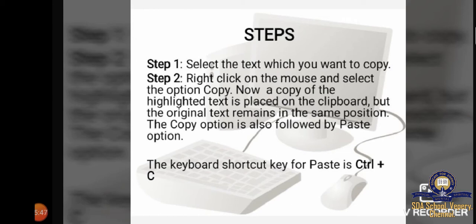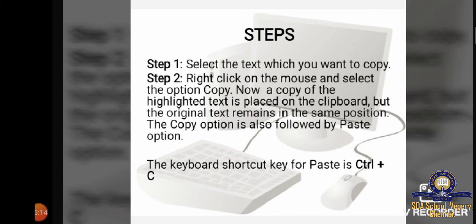Then we studied the copy option. Select the text which you want to copy first, and then right click on the mouse and select the option copy. Now a copy of the highlighted text is placed on the clipboard, but the original text remains in the same position. The copy option is always followed by the paste option.